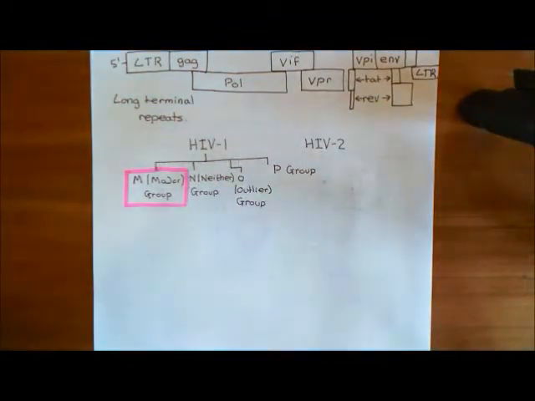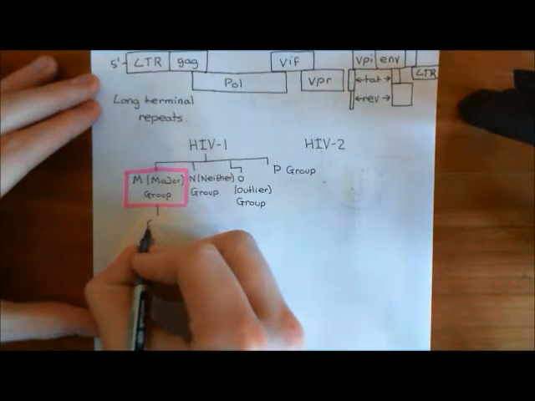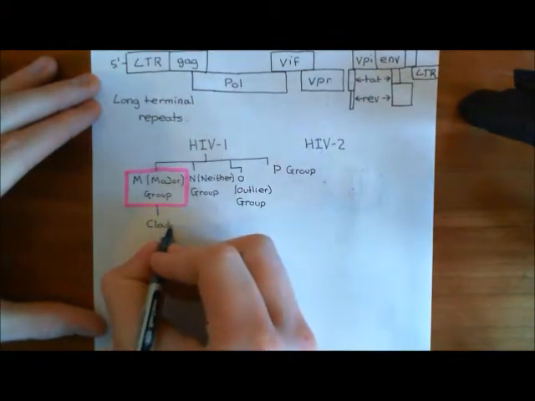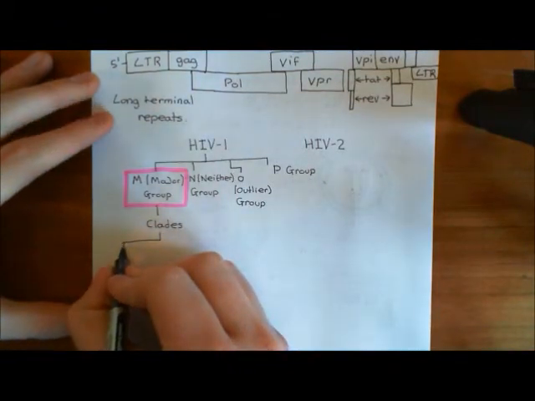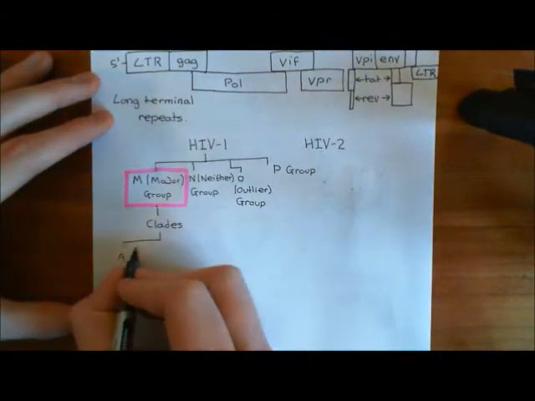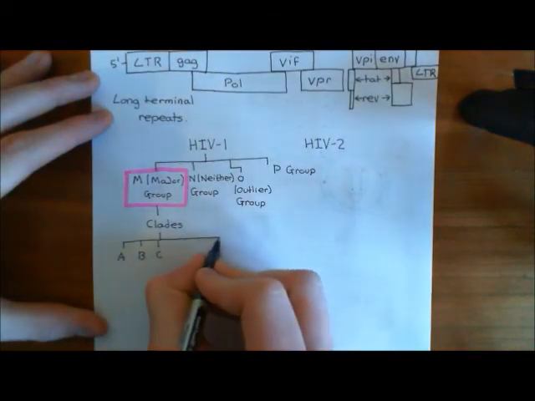So within the major group there are 9 different genetically distinct strains of HIV, and these are often called the clades. So you can split M into the different clades, and these are all genetically distinct. So there is the A clade, the B clade, the C clade, and then it goes on all the way down to K.